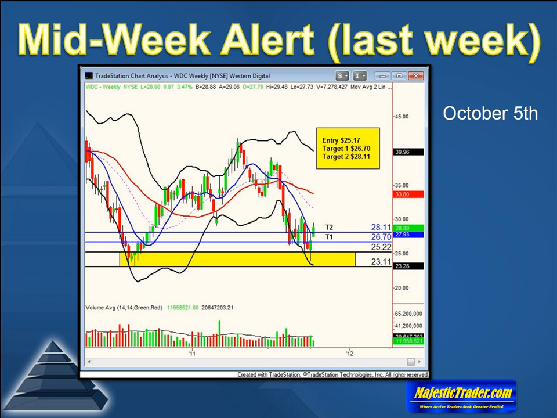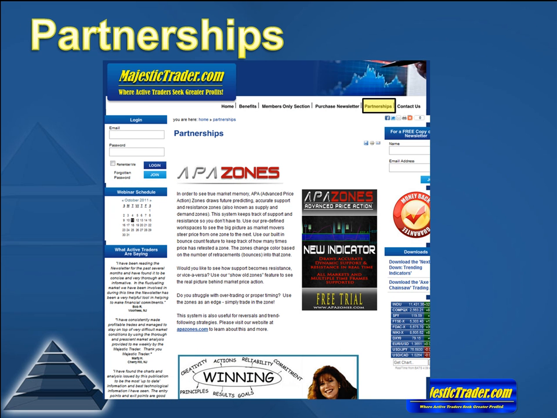In addition, there was WDC, Western Digital, where we had an entry of 2532. One of our members did very well on this because they followed our trading plan. Because of the volatility of the market, they took half off the table at target 1 and let the rest run to target 2, which it did very nicely the following day. So these are the ideas that we provide throughout the week. If we find some really good opportunities during the week that haven't made our trading plan on Sunday, you might be able to take advantage of them on a Tuesday, Wednesday, or Thursday.